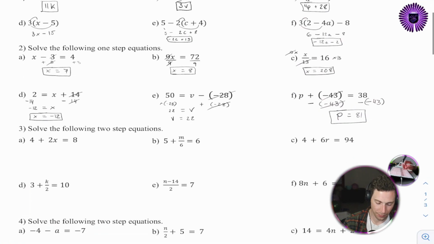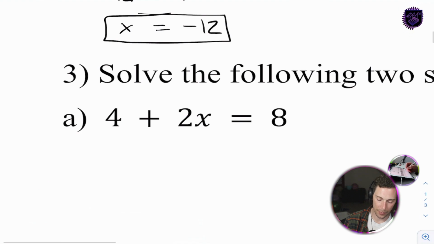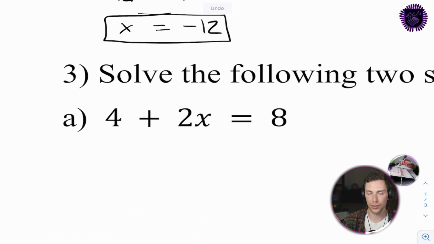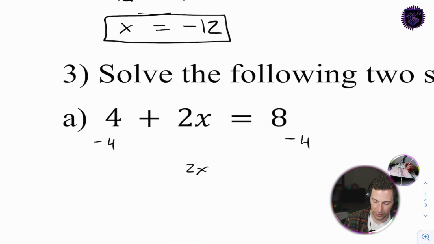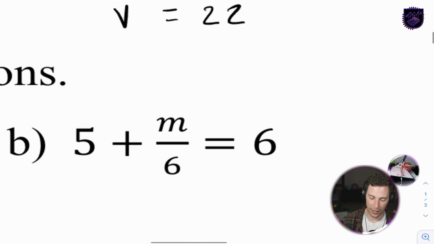All right. Solve the following two-step equations. So step one, we want to isolate our coefficient and variable. Isolate the term with the variable in it. So we're going to subtract 4. Subtract 4. Rewrite our equation. 2x is equal to 4. We're going to divide by 2. Divide by 2. And we have x. That cancels out. X is equal to 2. Circle our answer. Move on to the next one.